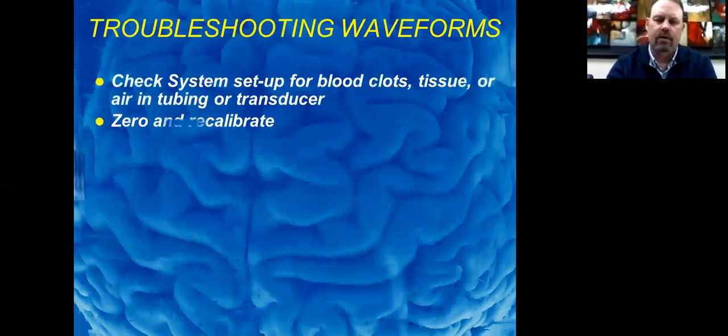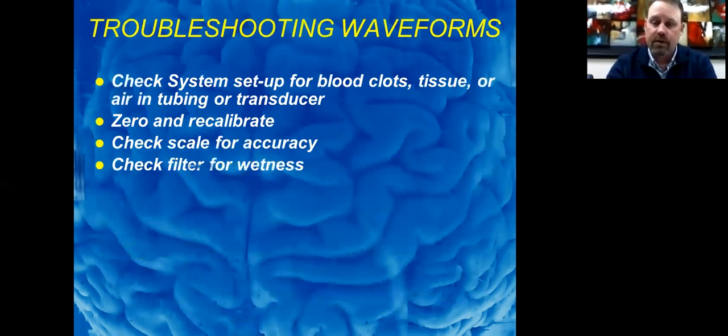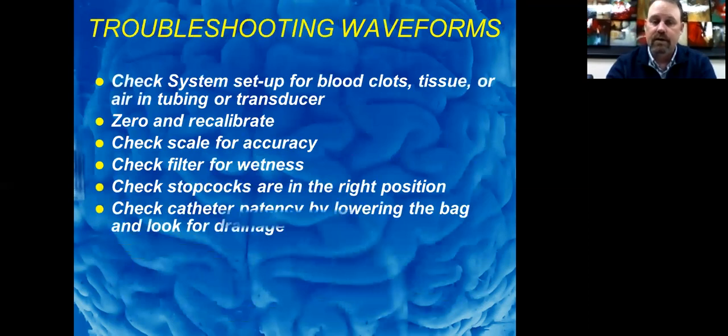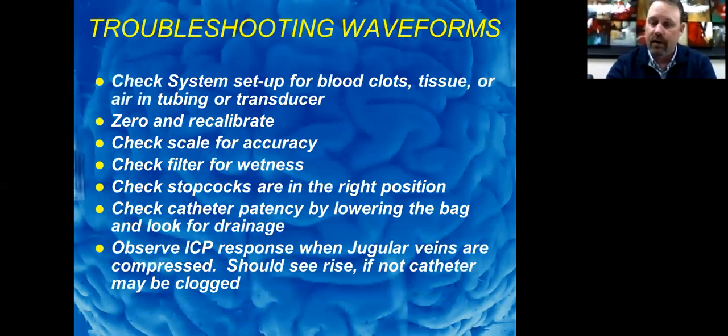You want to check your system to troubleshoot it. You want to check your system for blood clots, tissue, or air in the tubing or transducer. You need to zero it and recalibrate. Check the scale for accuracy. Check filter for wetness. Check stopcocks that they're in the right position. A lot of times the 3-way stopcocks get messed up, and it's obvious when it starts messing with your waveform.